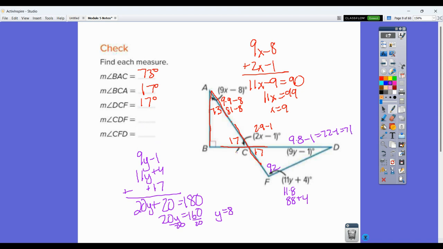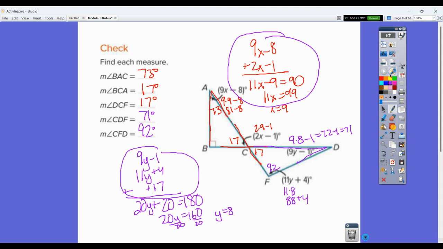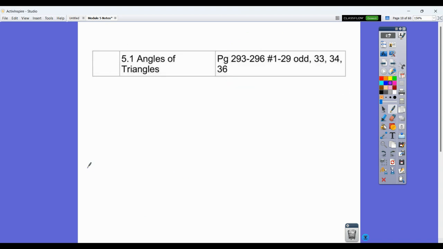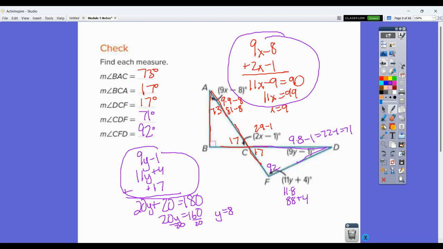Yes, that makes sense. Okay, so CDF, from C to D to F, that's my 71 degrees. And CFD is my 92 degrees there. So we solved with the corollary and with our triangle angle sum theorem. Okay, so we are going to do some problems with that.